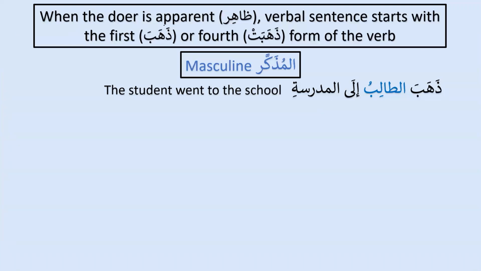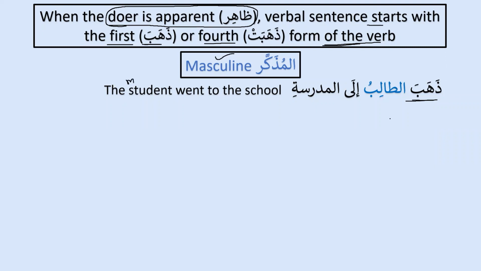When the doer is apparent, when the doer is outside, then the verbal sentence will start with the first form, which is dhahaba, or the fourth form, which is dhahabat, of the verb. So whenever the doer is apparent, whenever the doer is outside, for masculine, the sentence will always start with dhahaba, that is the first form of the verb. So now, for example, we have one student, so we said dhahaba at-talibu ila al-madrasati. The student went to the school, and we know that we are talking about a masculine student, right?